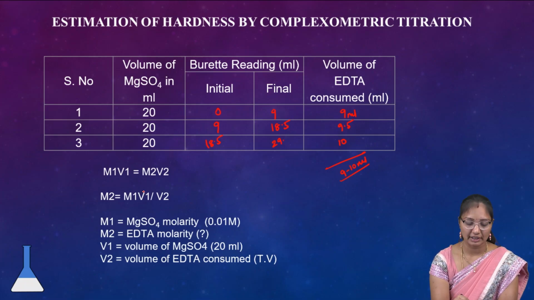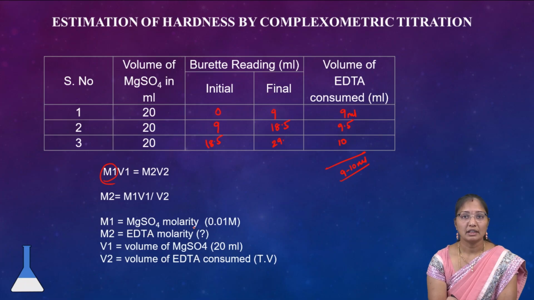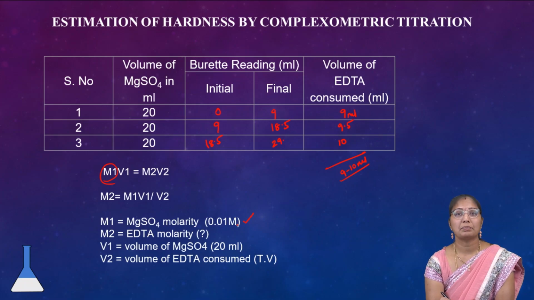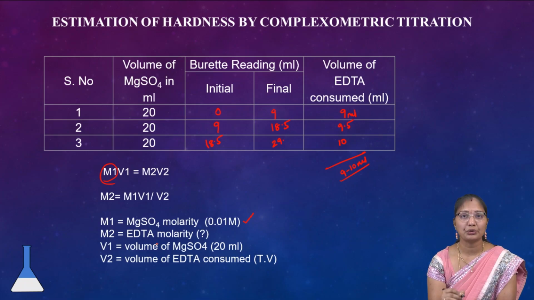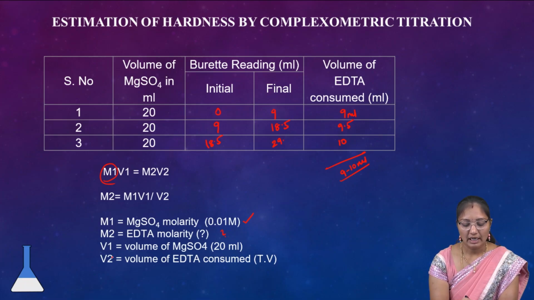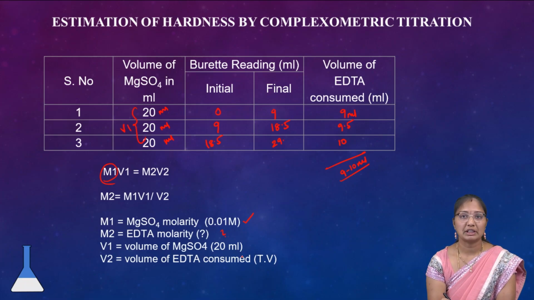Here the calculation is very simple. We are using the formula M1V1 equal to M2V2. Here M1 is the magnesium sulfate molarity, that is 0.01 M that we prepared in step 1. Then M2 is the EDTA molarity, which we don't know, and we are going to find out through this standardization procedure. V1 is the volume of magnesium sulfate that we are taking, 20 ml.